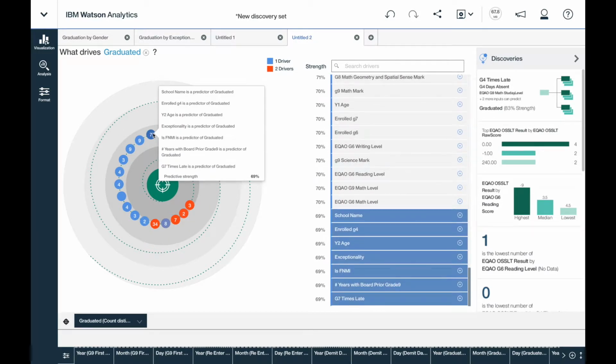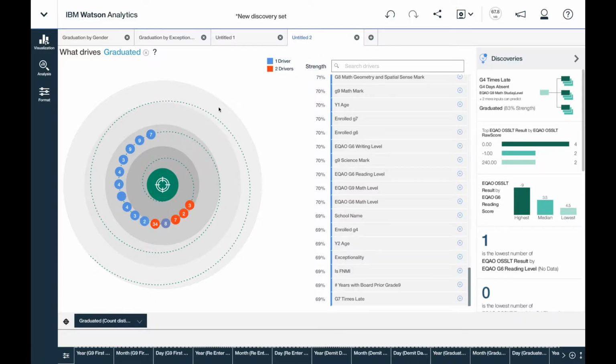I can see that the furthest point out includes school name, whether or not the student was enrolled in grade 4, how old they were in the second year of high school, their exceptionality, First Nation status, the number of years with a school board prior to grade 9, and the number of times that they were late in grade 7. As I move further in, I can see more significant drivers, like the results of grade 10 OSSLT exam.